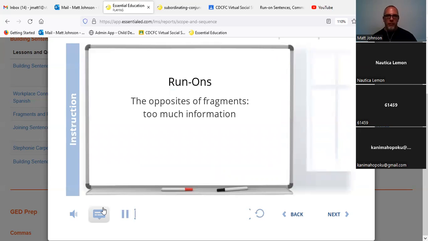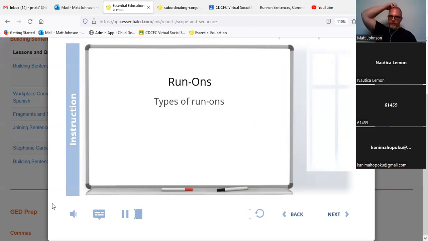Run-ons are kind of like the opposite of fragments. Fragments don't have enough information, and run-ons have too much information. Here are some types of run-ons. Sometimes a run-on sentence is just too long and confusing, and you need to make it shorter. But there are some run-ons that are just wrong grammar.